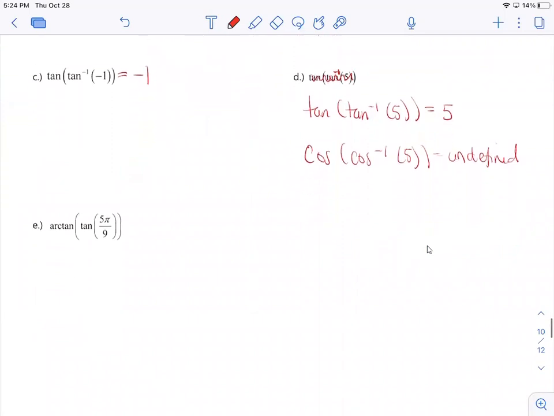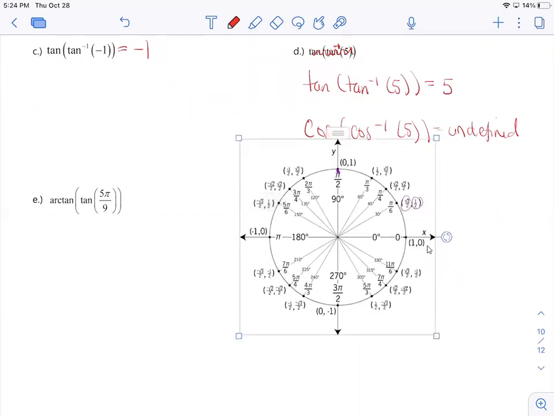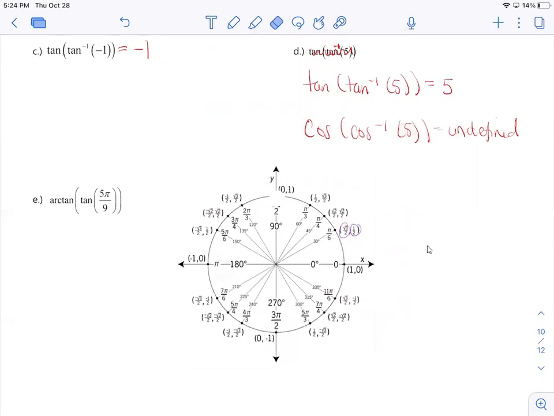All right, here's this beauty. Arctangent composed with tangent of 5 pi over 9. So I'm going to take a look at this unit circle, and I don't see 5 pi over 9 anywhere. Doesn't mean it's not there. It just doesn't produce perfect special right triangles. So 5 pi over 9, again, you got to be good with your fractions. Realize this is a full pi. This would be 9 pi over 9.